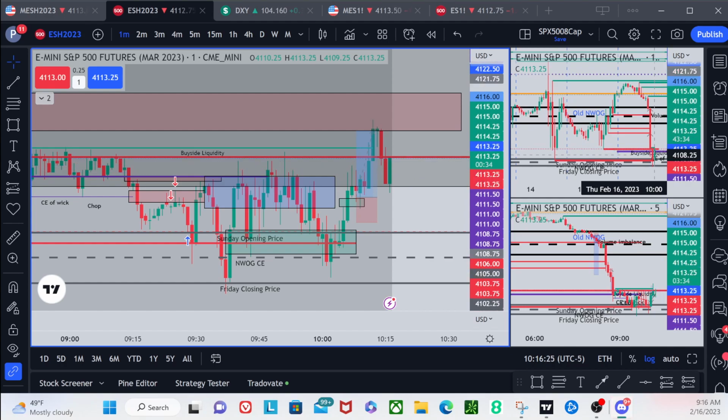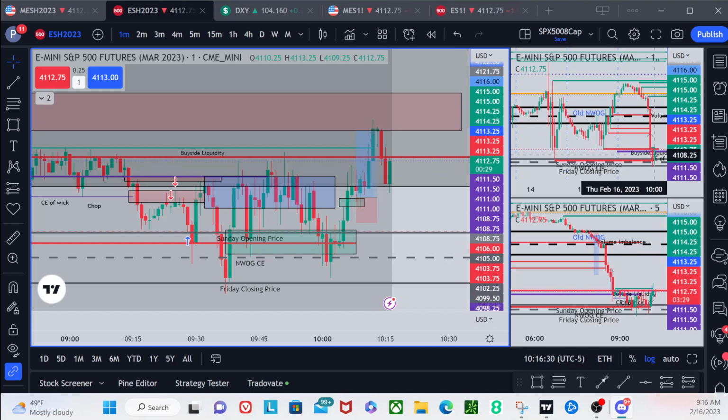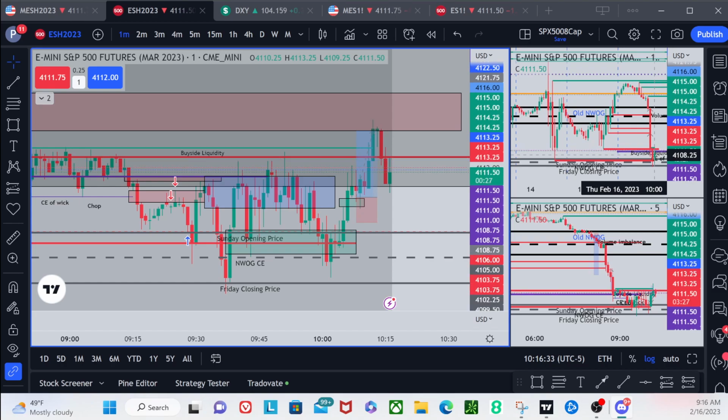Look at the bodies respecting the low of the fair value gap. Now we're back down into this bullish breaker.